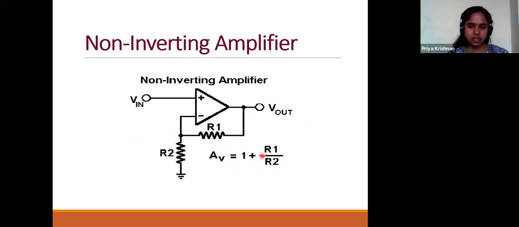In this case, if R1 is equal to R2, what is your voltage gain? Yes, it is 1 plus 1, so your voltage gain is 2. If I apply 1, what will be my output? My output will be 2. All the time it is doubled if all the resistors hold the same value.